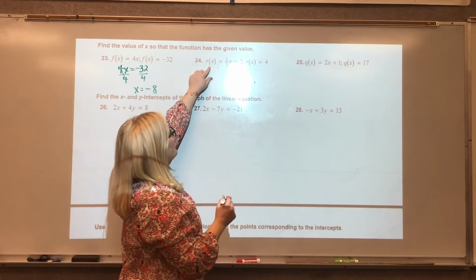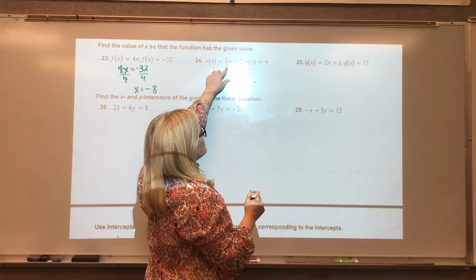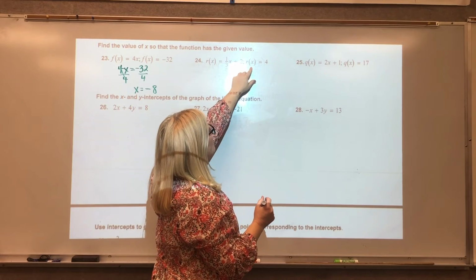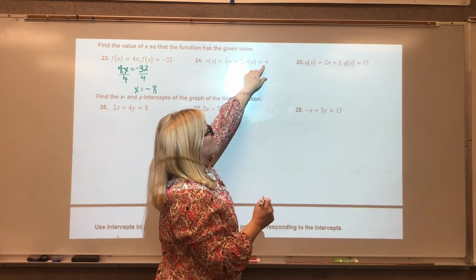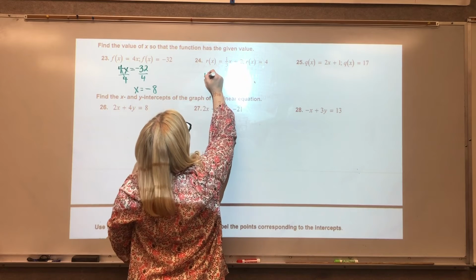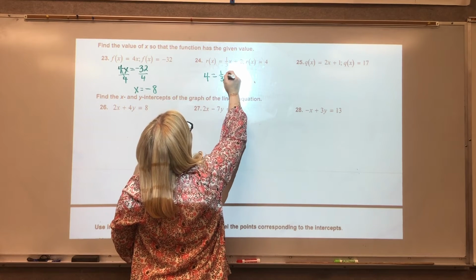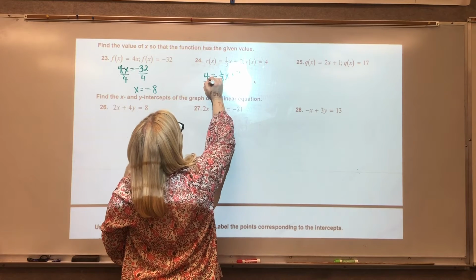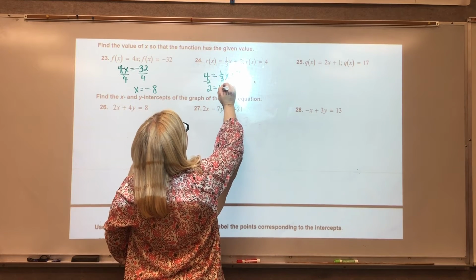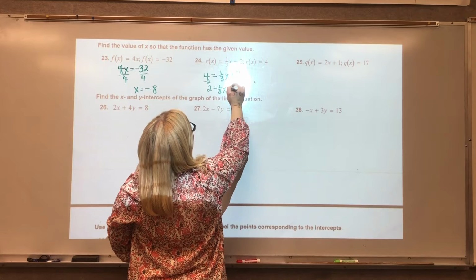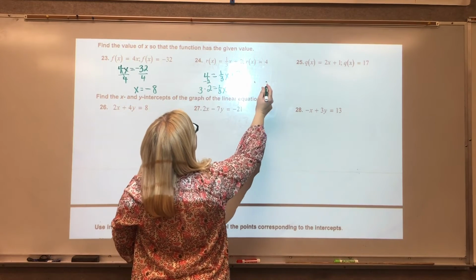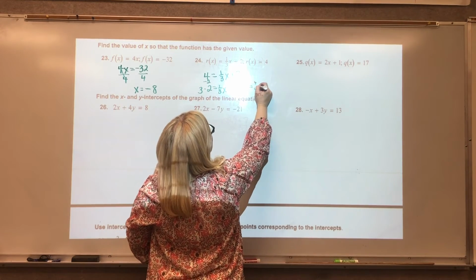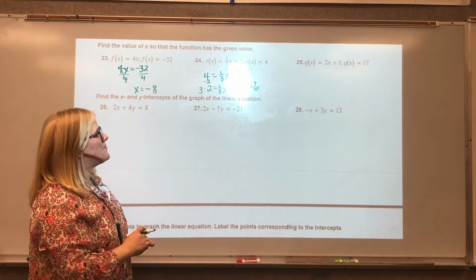Over here, r of x equals 1/3 x plus 2, and r of x equals 4. So I have 4 equals 1/3 x plus 2. I'm going to subtract 2 from both sides, and I get 2 equals 1/3 x. And then when I multiply both sides by 3, I get x equals 6.